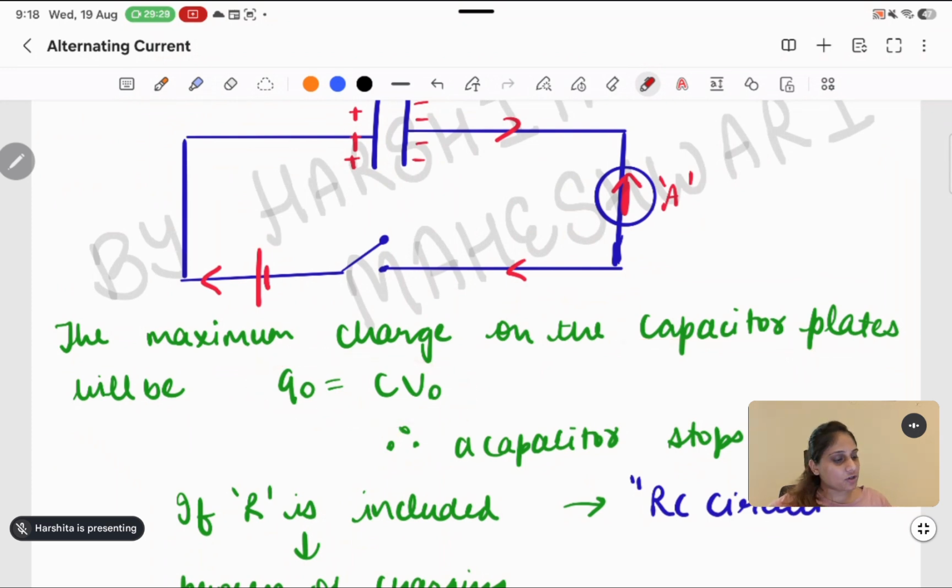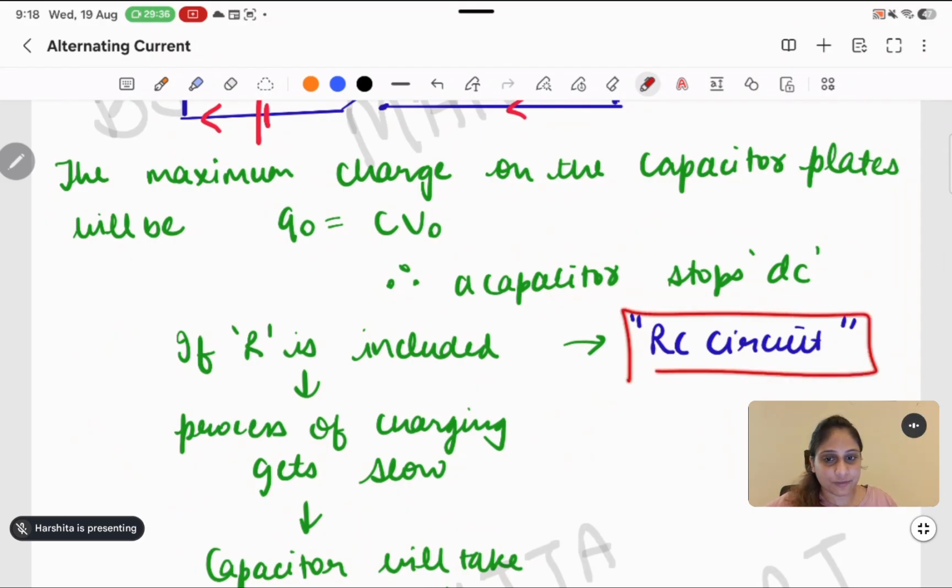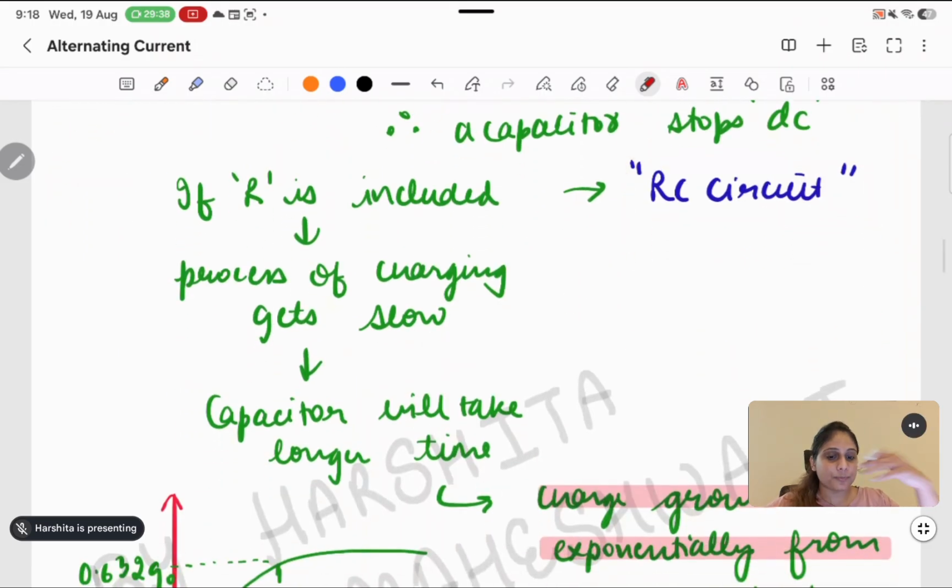Therefore, the capacitor will stop the value of the DC, right? Now, if R would have been included in that particular circuit, that will be named as an RC circuit, right? And in that case, how will the process be going on?